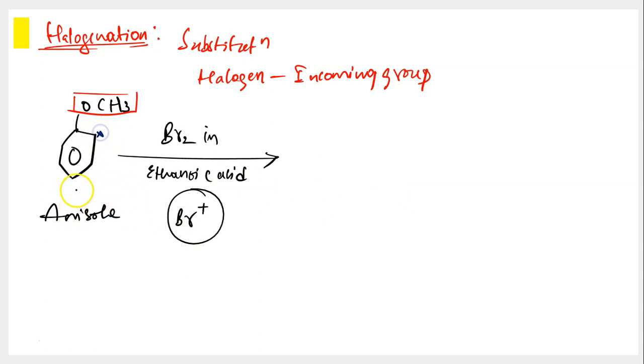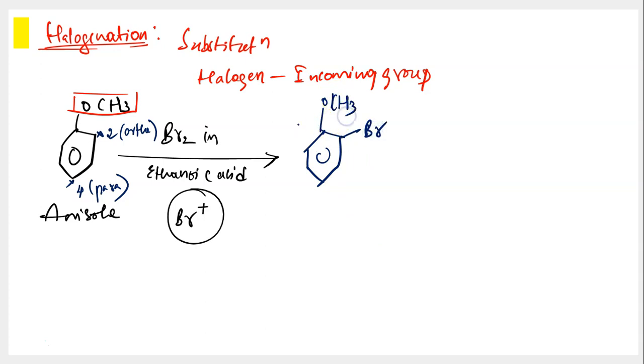So you can expect the attack of the electrophile either on the second carbon or on the fourth carbon, either on the ortho position or on the para position. All right. So over here, bromine would be attacking in both the places. If the bromine is attacking at the second carbon, then the product is ortho bromo product, which looks like this. And in case the bromine electrophile is attacking the para position, then the product has got to be this.